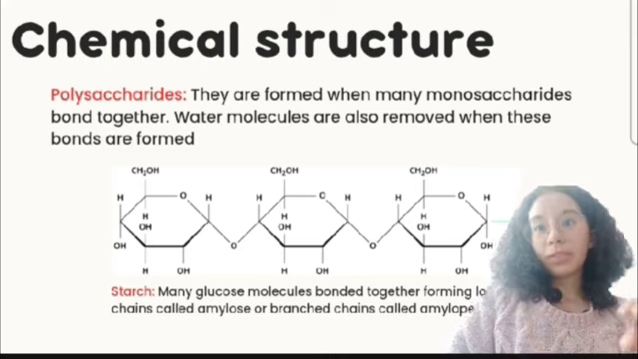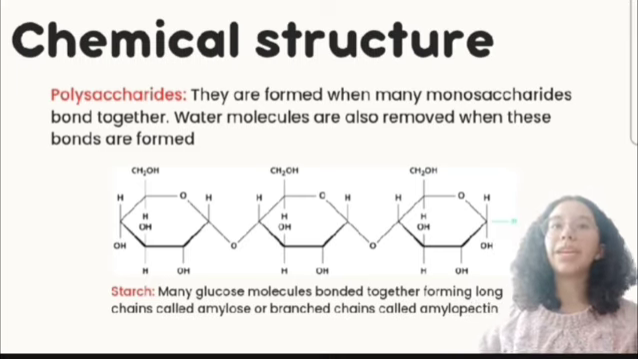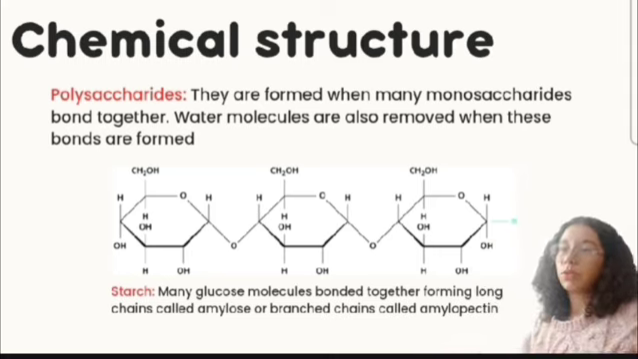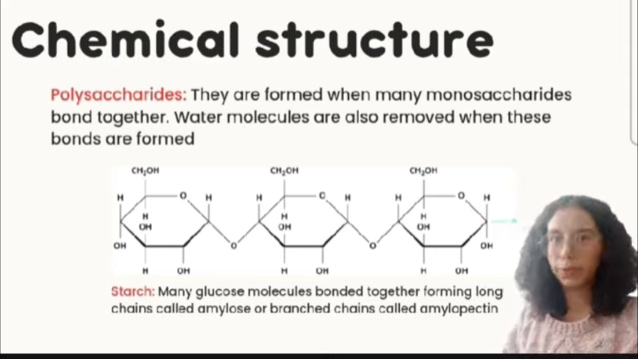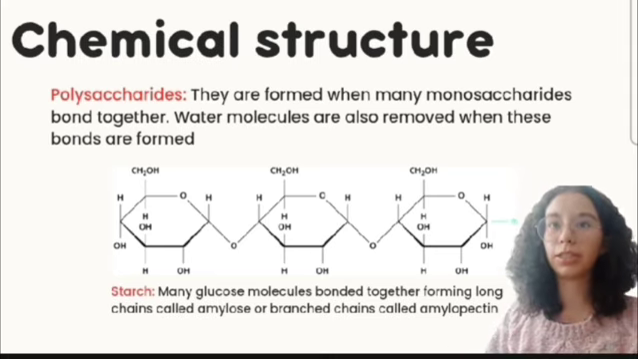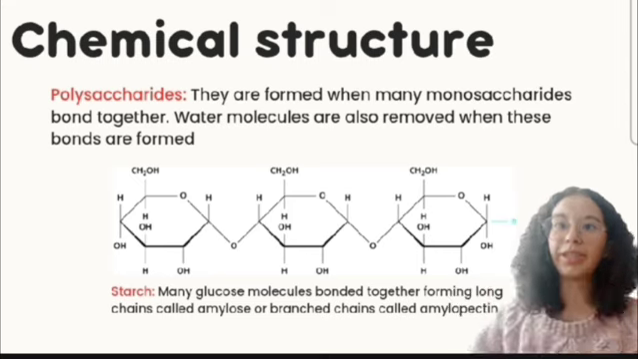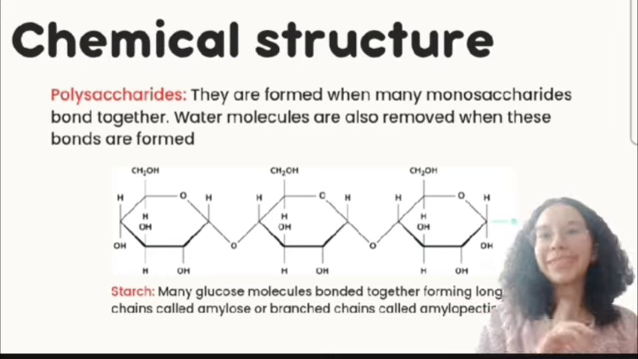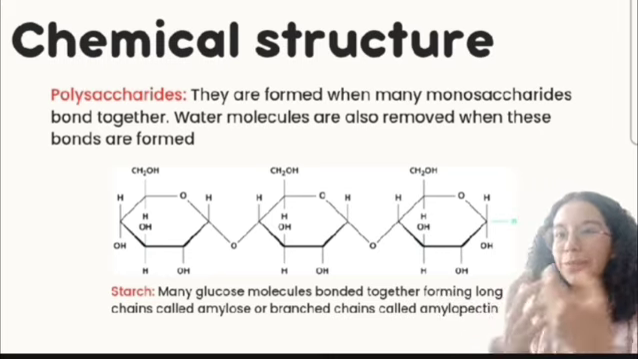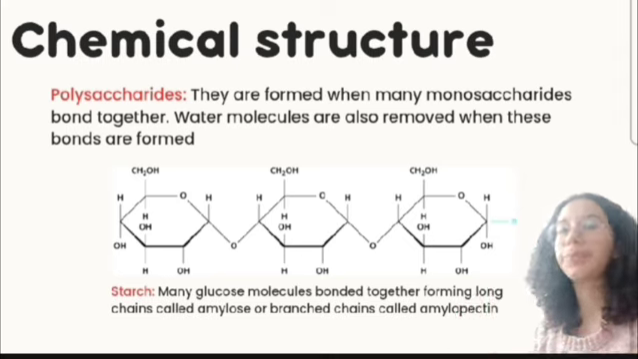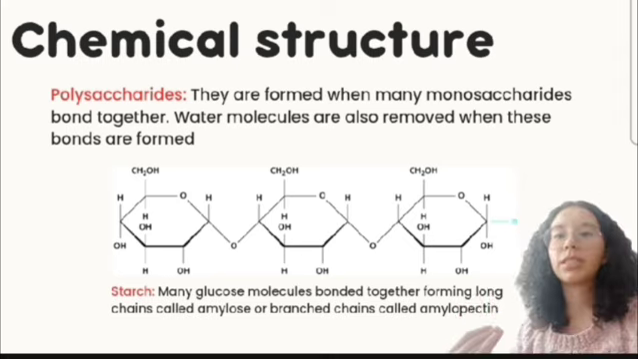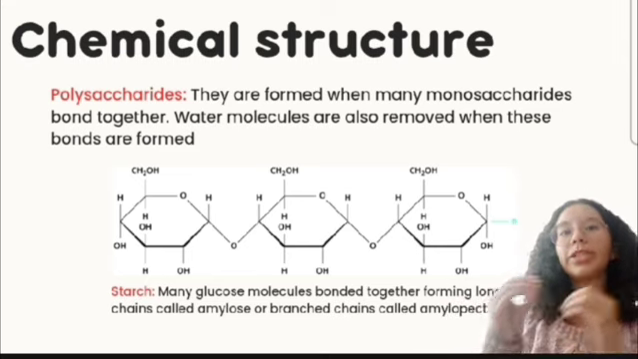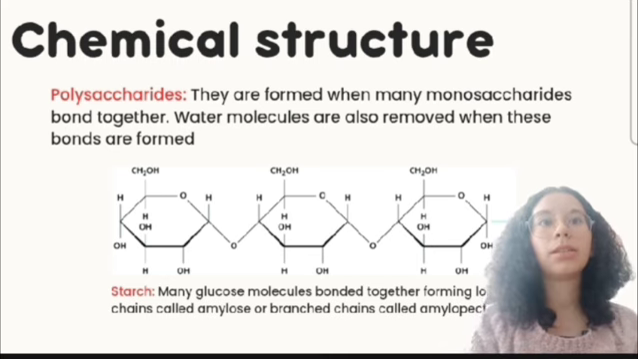Finally, we have polysaccharides. These ones are formed when many monosaccharides are bonded together. Water molecules are also removed when these bonds are formed. The example we have here is starch. As you can see, a starch molecule is one with many glucose molecules bonded together, forming a long chain. In general, polysaccharides can be formed by a long chain called amylose or branched chains called amylopectin.